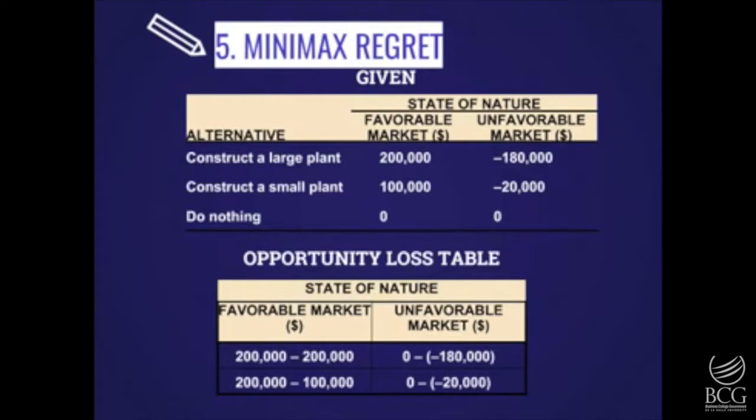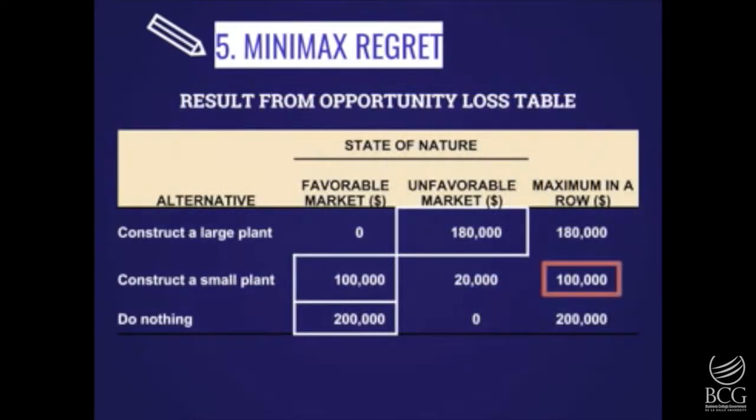In here, we see the results. We select the highest number for each alternative: 180,000 for constructing a large plant, 100,000 for constructing a small plant, and 200,000 for do nothing. After which, we select the lowest number among all the highest numbers. Therefore, we choose to build a small plant with a value of $100,000.